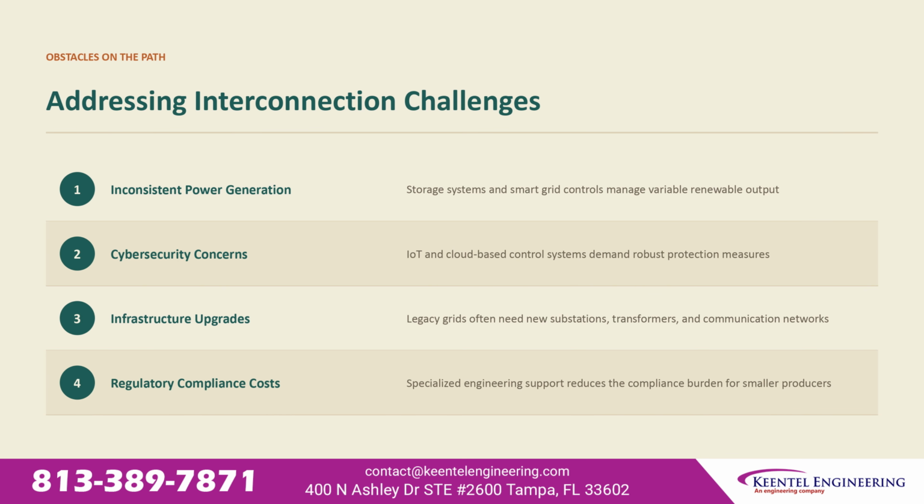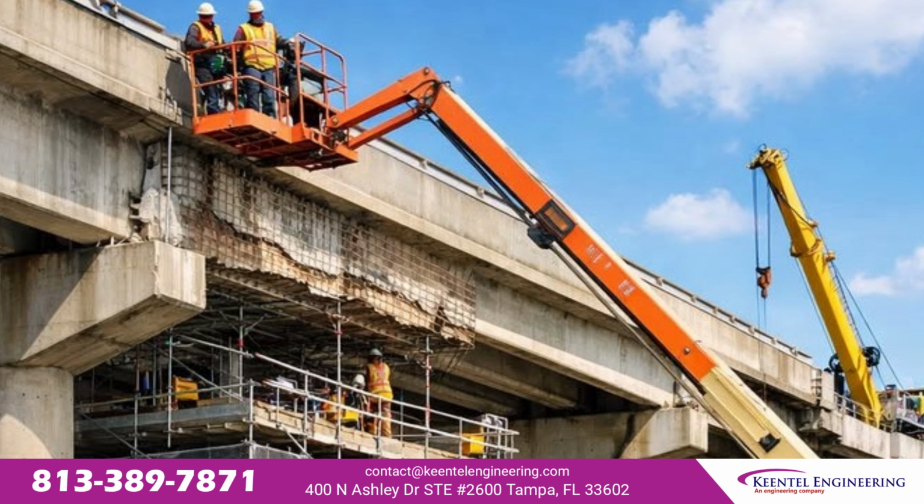Renewable interconnection has to work through 4 real obstacles. Inconsistent power generation, where storage systems and smart grid controls manage variable renewable output as it fluctuates throughout the day. Cybersecurity concerns, since IoT and cloud-based control systems demand robust protection measures against an expanding attack surface. Infrastructure upgrades, because legacy grids often need new substations, transformers, and communication networks before they can even support new renewable capacity. And regulatory compliance costs, where specialized engineering support reduces the compliance burden for smaller producers who don't have in-house teams to manage it alone.